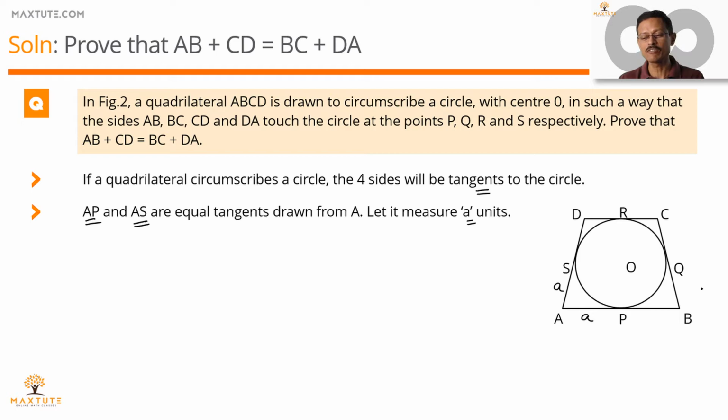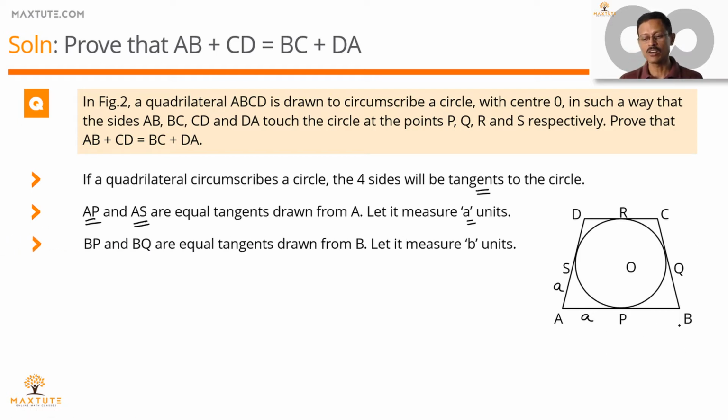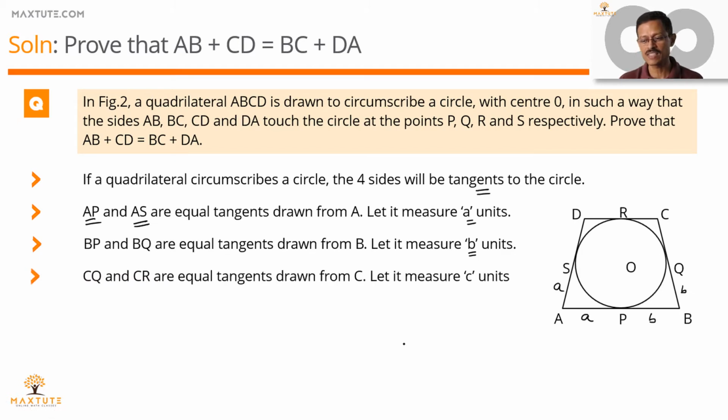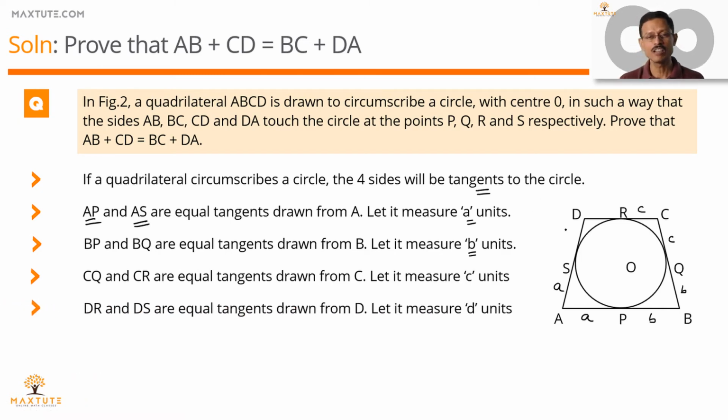We're going to be repeating the same thing for all four vertices of this quadrilateral. From point B, we'll be able to draw two tangents BP, BQ. Both will measure the same. Let's assign a variable. Let's say let them measure B units each. Similarly, from point C, we'll be able to draw two tangents CR and CQ. Both will measure the same, which is going to be equal to C units. And lastly, from point D, we'll be able to draw two tangents DR and DS. Let both these tangents measure D units each. So we've assigned variables, we have identified equal tangents.